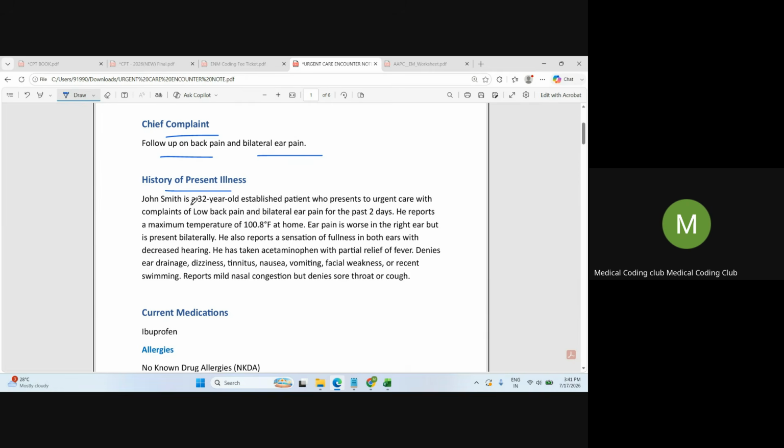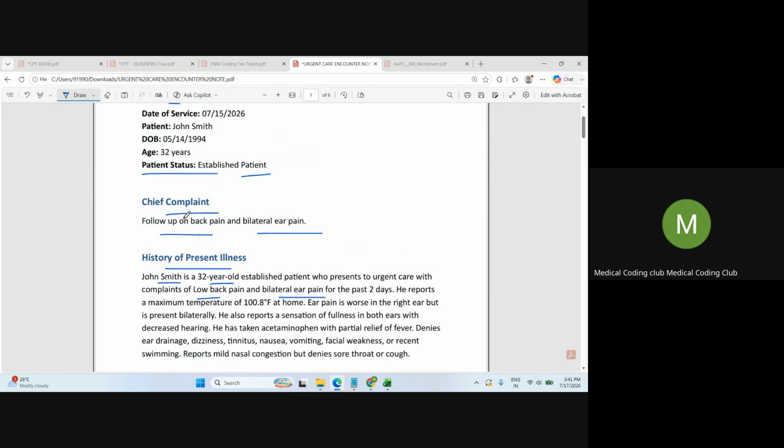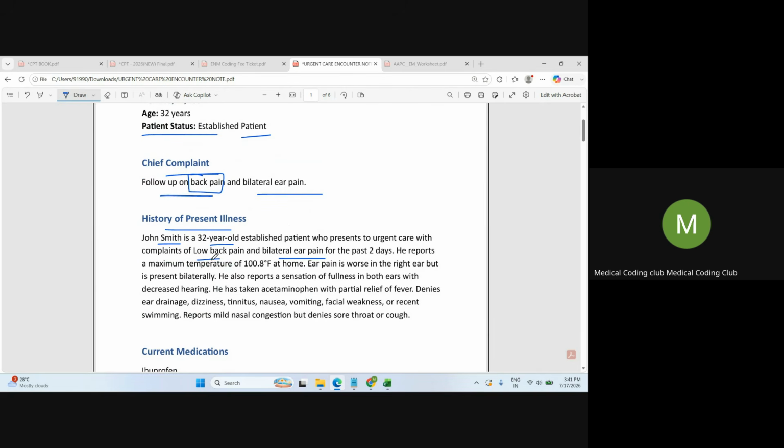As you can see here, John Smith, a 32-year-old established patient, presents to urgent care with a complaint of low back pain and bilateral ear pain. If you observe the chief complaint, they only said back pain, but under HPI, the patient is stating that he is having low back pain. So there is more specificity here. He also has bilateral ear pain, and he reports fullness in both ears with decreased hearing.